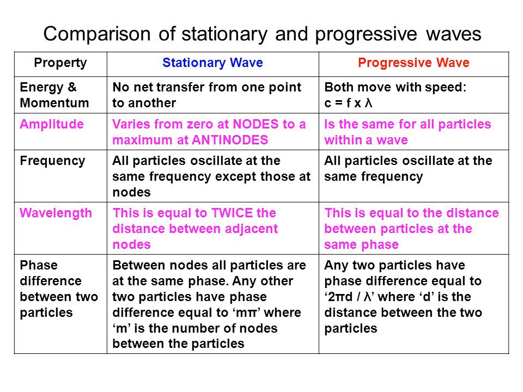The last property by which we are going to compare the stationary and the progressive wave is the phase difference between two particles. For the case of a stationary wave, between nodes, all particles have the same phase. Any other two particles will have a phase difference equal to m pi, where m stands for the number of nodes between the particles. Moving to the progressive wave, any two particles will have a phase difference equal to 2 pi d by lambda, where d denotes the distance between the two particles.